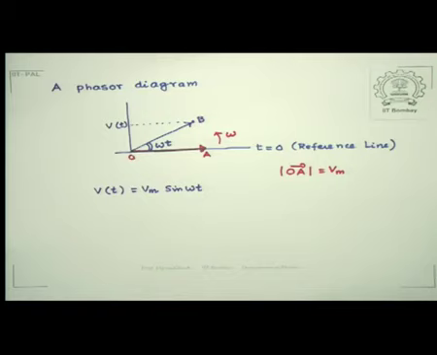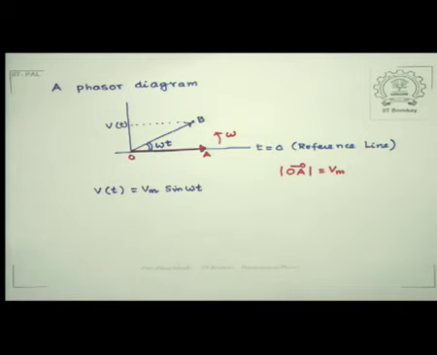Now, in a phasor diagram like this, I plot both the current and the voltage in the same diagram, but since current and voltage have different units of measurement, I can choose my scale appropriately to make these lengths of vector the way I want it.